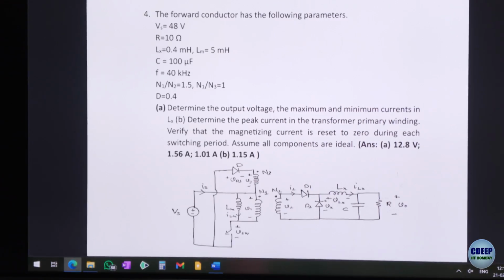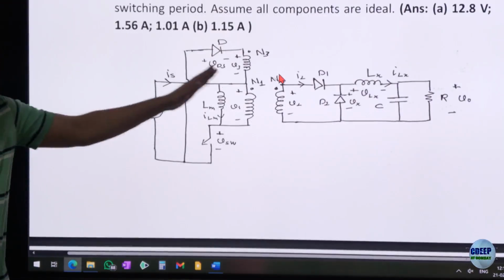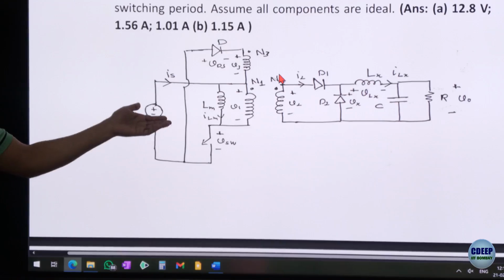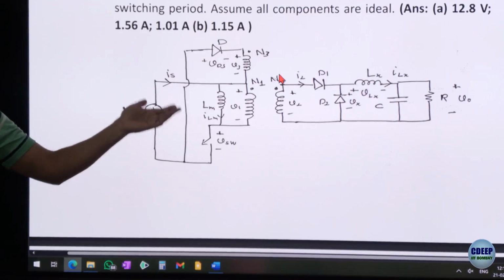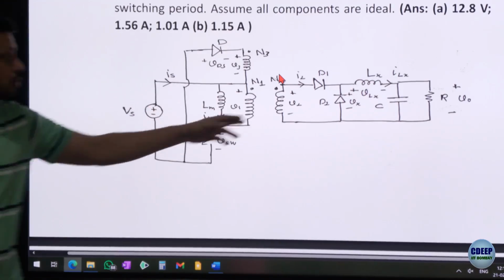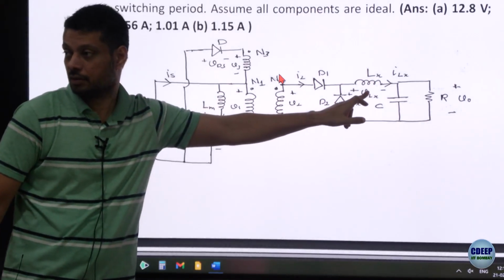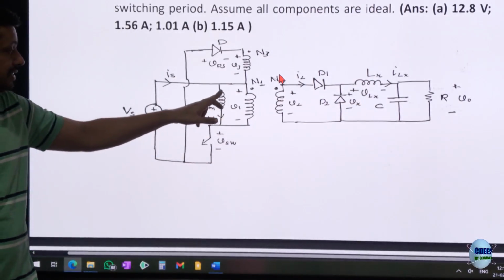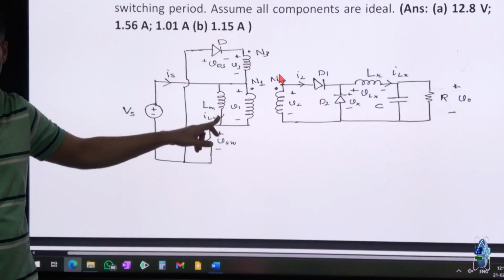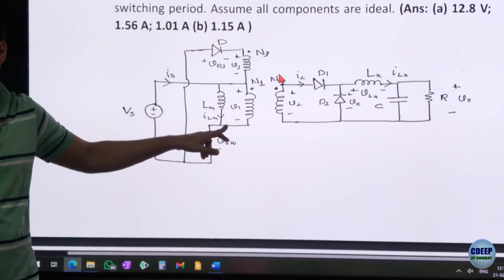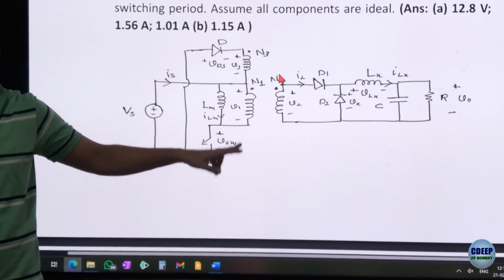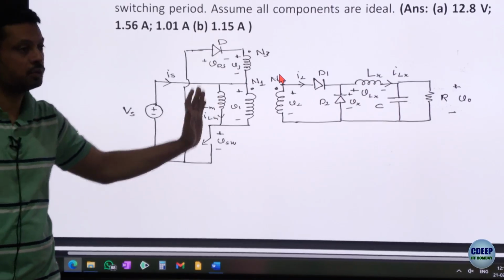So the first question is determine the output voltage, the maximum and the minimum currents in Lx, right? In a forward converter, whether it operates in CCM or DCM, you check using this inductor, okay? Because as far as this inductor goes, you would always want it to become 0 before the start of the next cycle. Why? Because this energy you are not really using to transfer to the output.